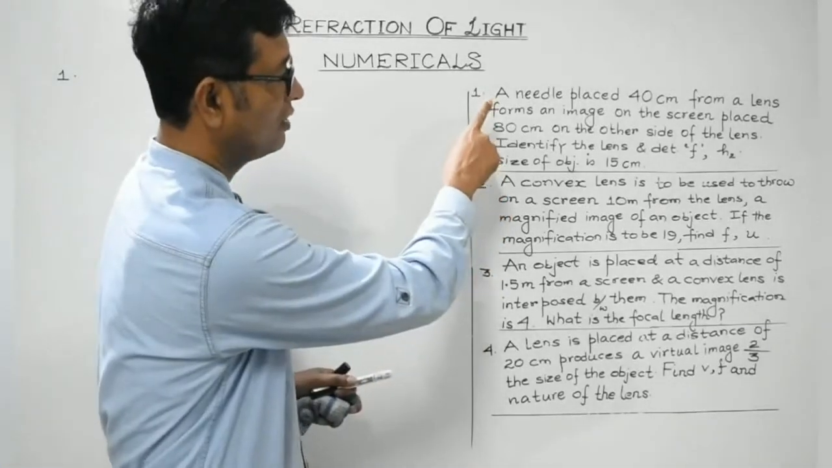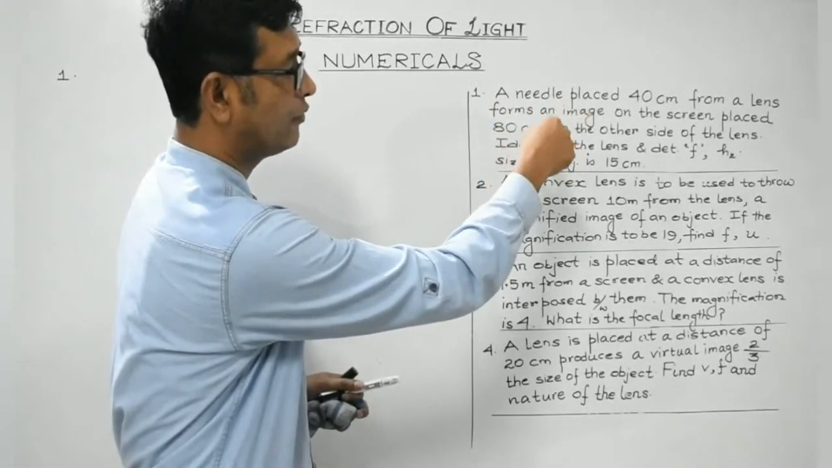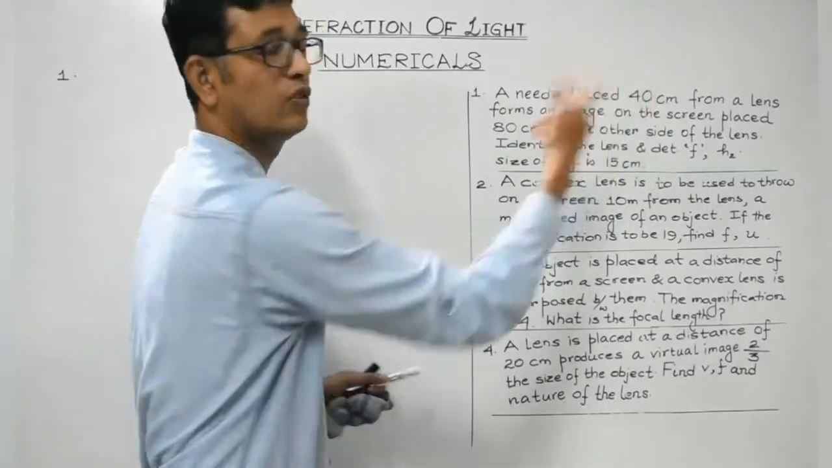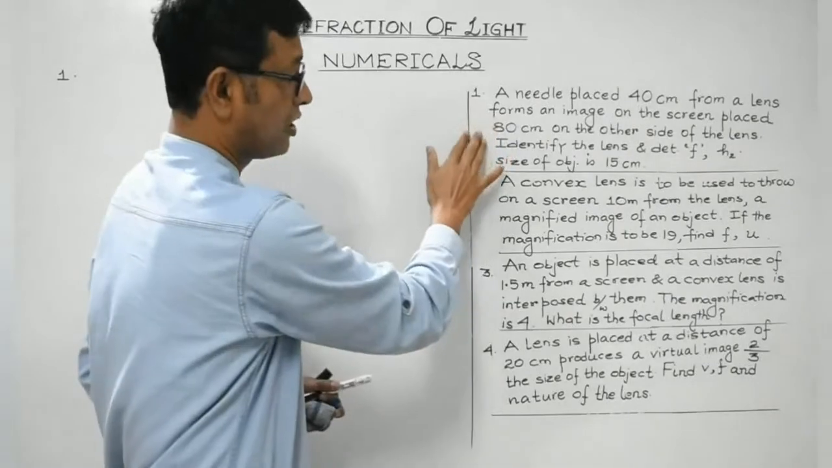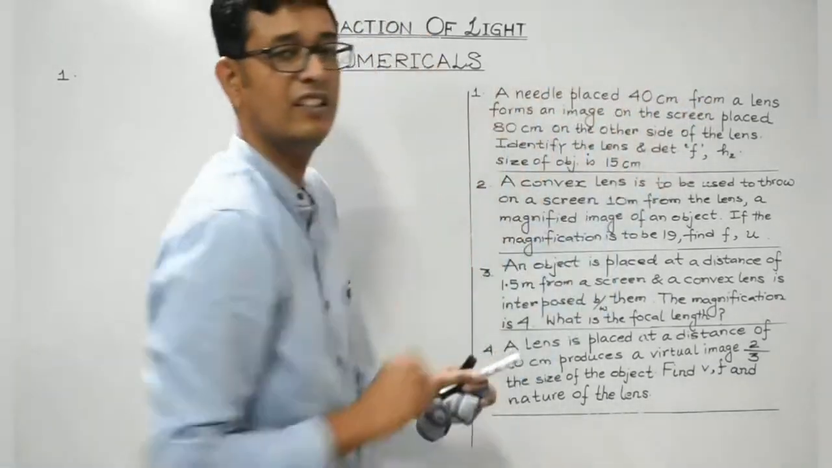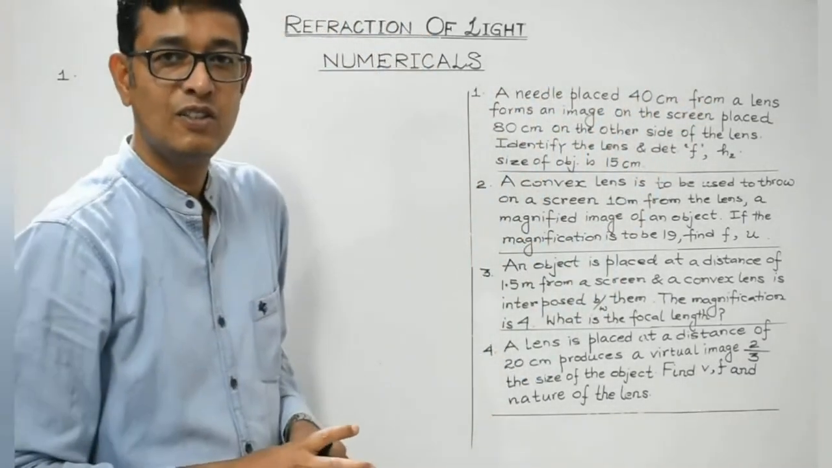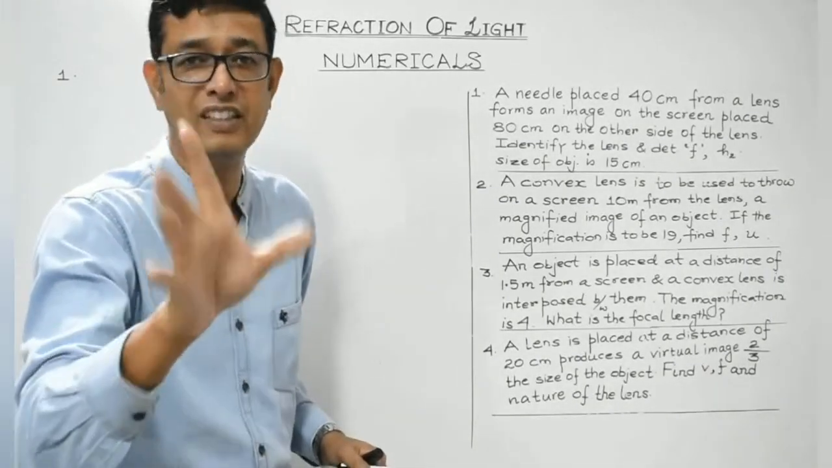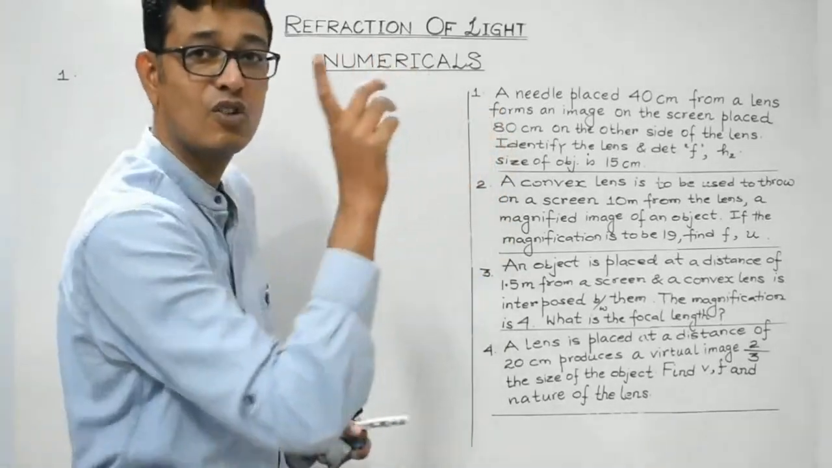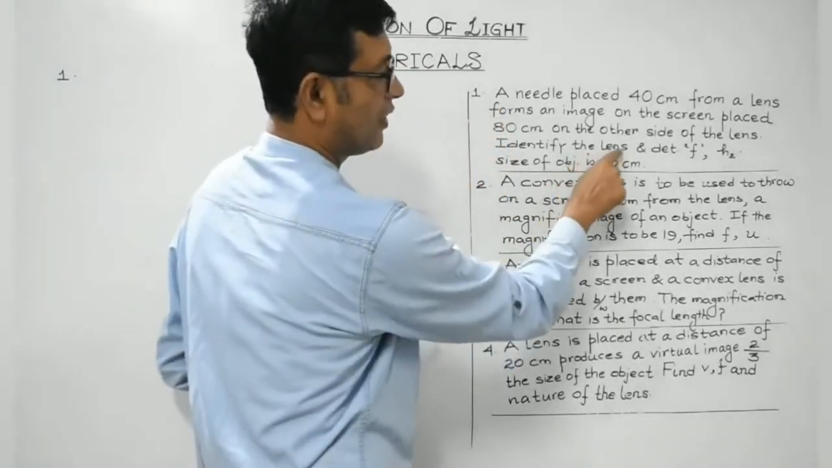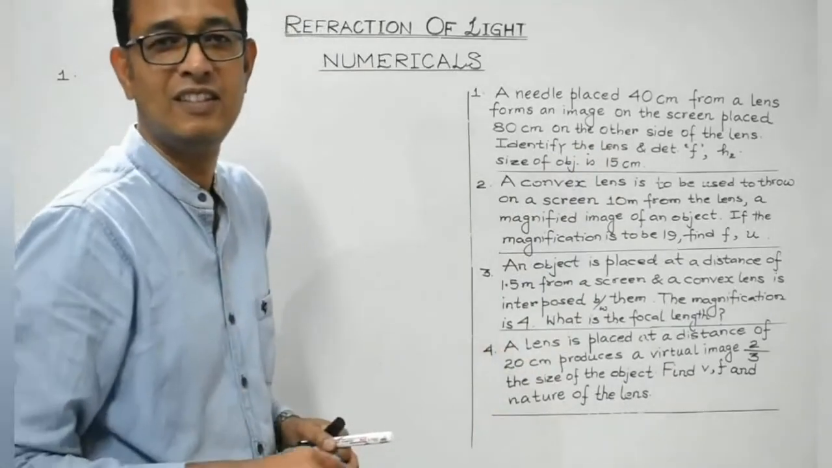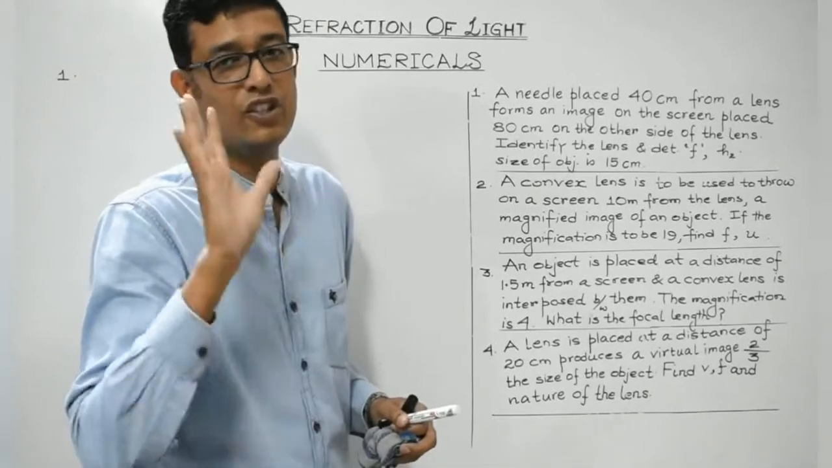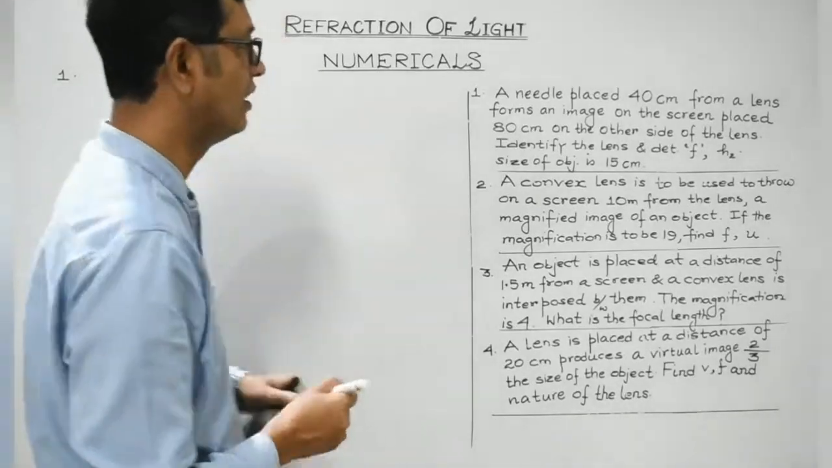Now look, the question is, a needle placed 40 cm from a lens forms an image on the screen placed 80 cm on the other side of the lens. So in this question, the image is formed on the screen. So it is real. So students, only in the case of a convex lens, the nature of the image obtained is real. So it must be the case of a convex lens. So identification of the lens is already done. What is the type of lens? It is a convex lens or a converging lens. So this part is over, right? The first part we have done.